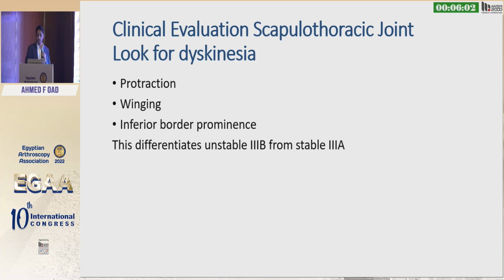You always have to look at the scapulothoracic joint while examining a case of AC dislocation, looking for the displacements which might happen to the scapula, which occur in the form of protraction, winging, as well as inferior border prominence. And this should be a very important point in the differentiation between a type 3 which is going to be stable or unstable, which is the motion of the scapulothoracic joint.